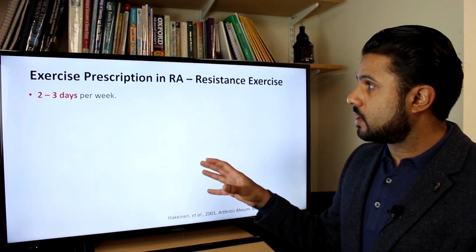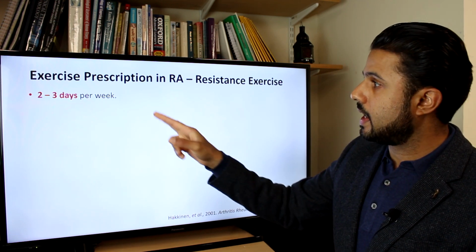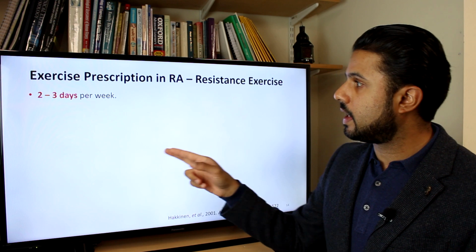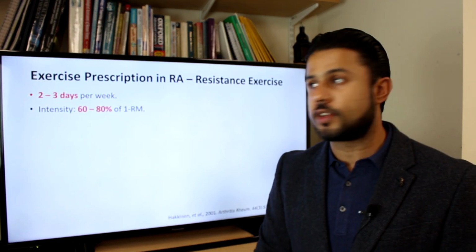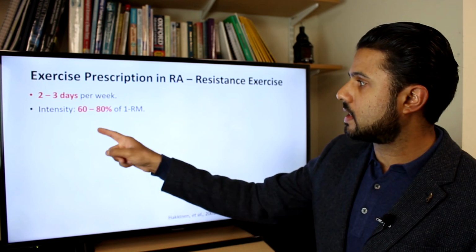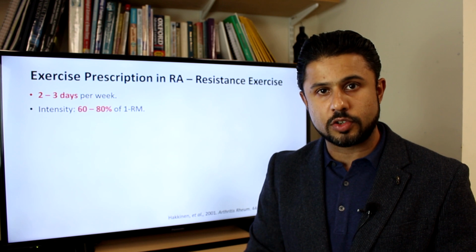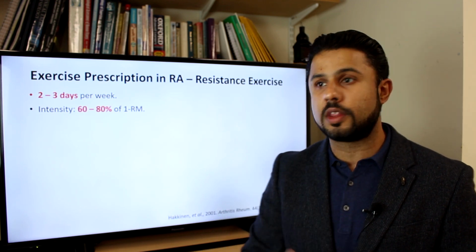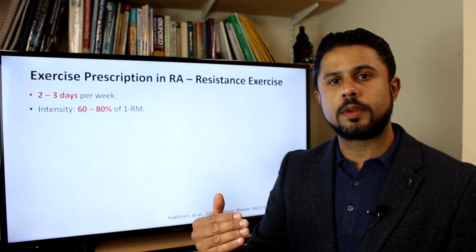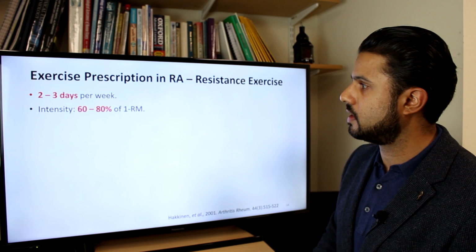So moving on to resistance training, so exercise prescription in RA, it's not too difficult, 2 to 3 days per week. It's very similar to what you might do with individuals from the general population. We're looking at 60 to 80% of 1 repetition max. So again, if you're a practitioner, you'd want to get the patient in and do some baseline assessments to begin with. You'll work out what their 1 repetition max is for upper body, lower body, different exercises, etc.